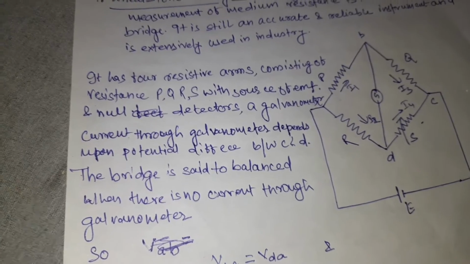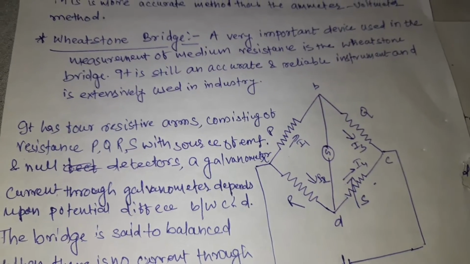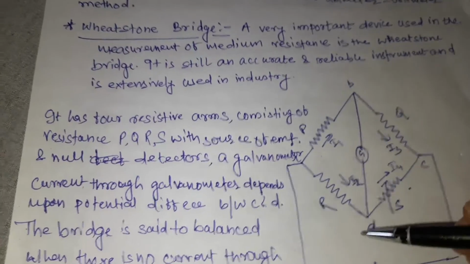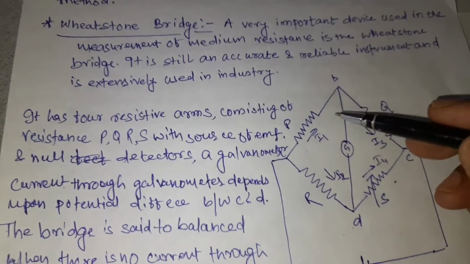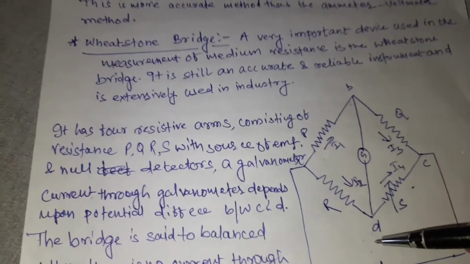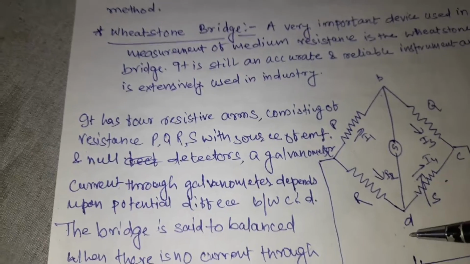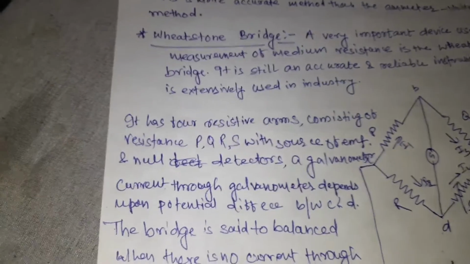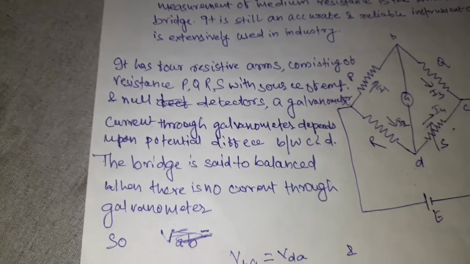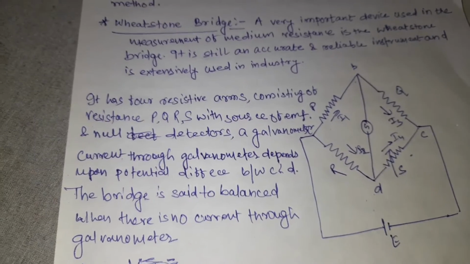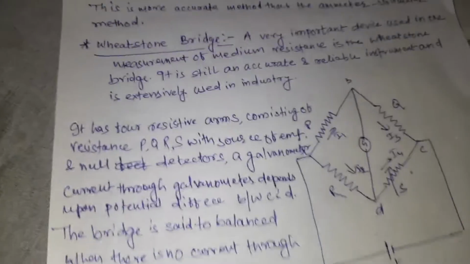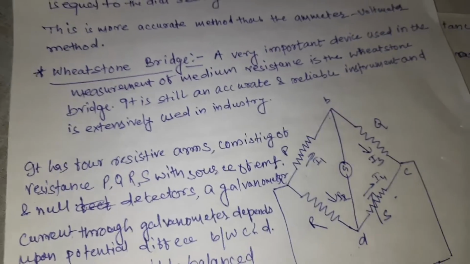The current through the galvanometer depends on the potential difference between B and D. That means the current through the galvanometer depends on the voltage at B and the voltage at D. If there is no voltage difference between B and D, then there is a null point in the galvanometer. So the bridge is said to be balanced when there is no current through the galvanometer. For this we have to find out at which position the bridge is balanced.